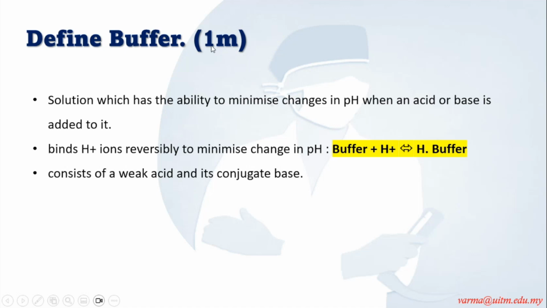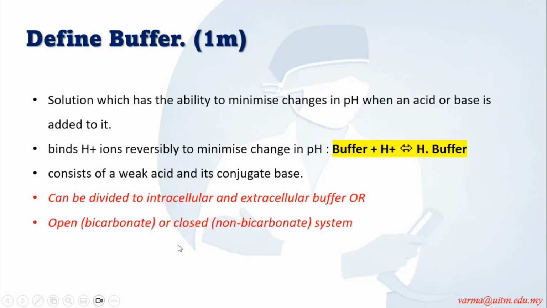And if the mark is 1 mark, if you just stop at this, you might not get the 1 mark. So you have to add on a bit. A buffer binds hydrogen ions reversibly to minimize change in pH. How does it minimize change? You just have to add this general equation. No need to mention what type of buffer: buffer plus H+ gives H-buffer. A buffer solution consists of a weak acid or its conjugate base. This is a complete definition, with which you can surely get 1 mark.